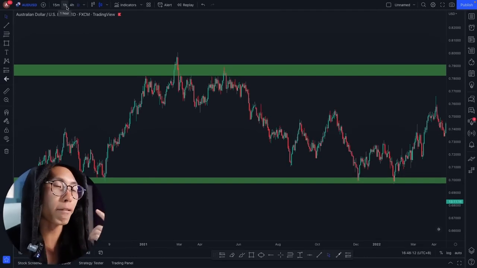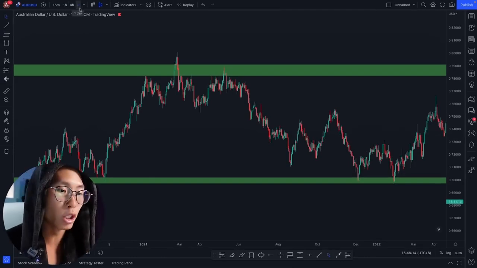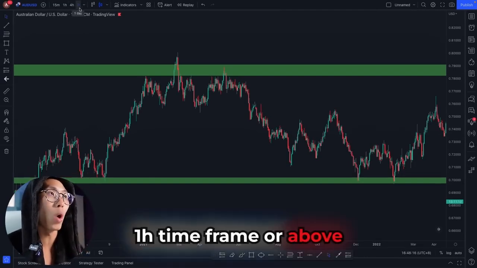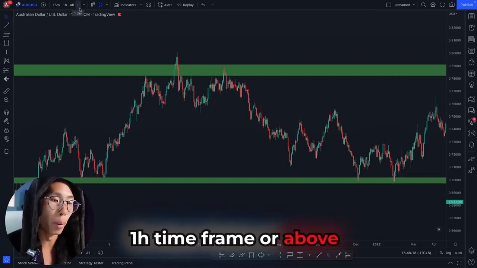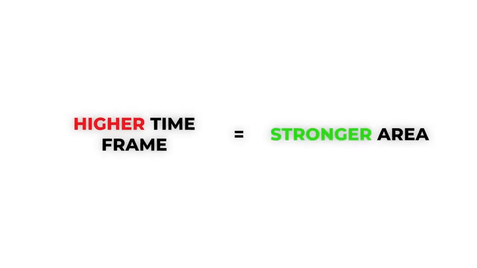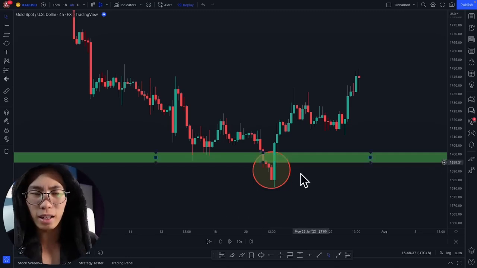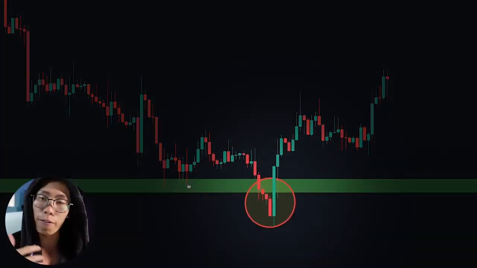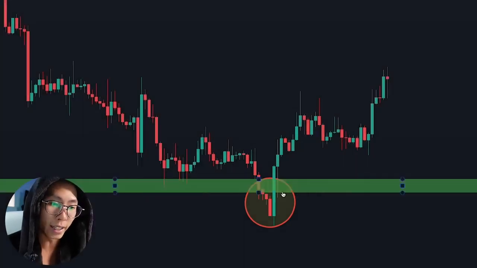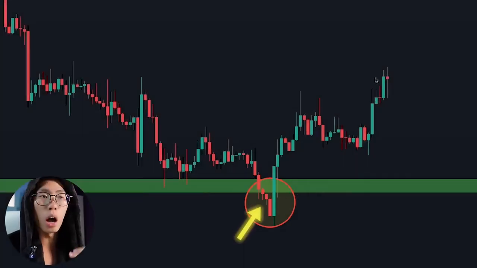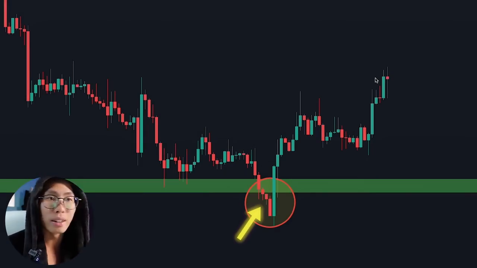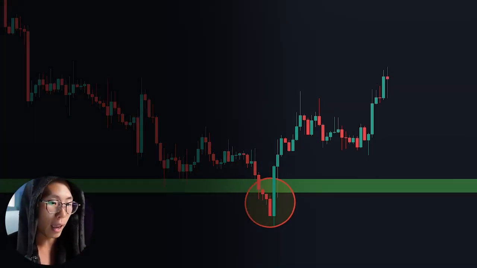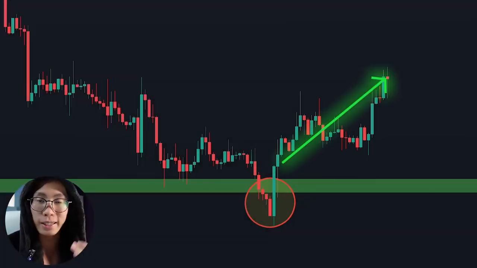Firstly, you need to identify a strong supply or demand zone on the higher time frame, like the 1 hour time frame or above. The higher the time frame, the stronger the area will be. And what you want price to do is a liquidity grab. So what is a liquidity grab? A liquidity grab is basically a forced breakout, in this case, where price breaks through a recent high or low, does a fake out like this, and then reverses in the opposite direction.